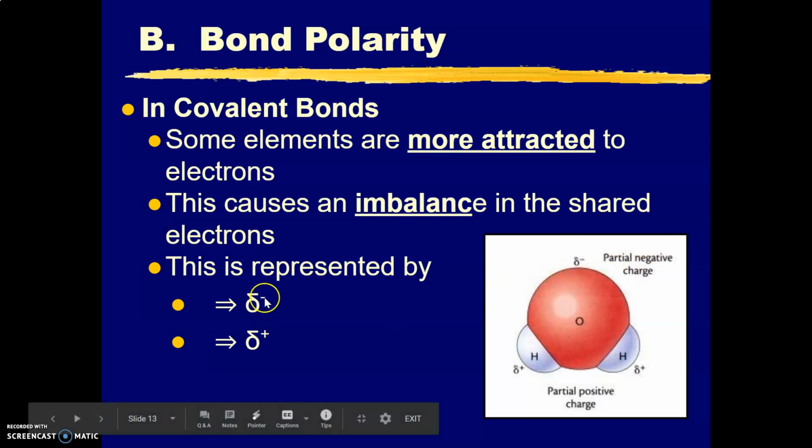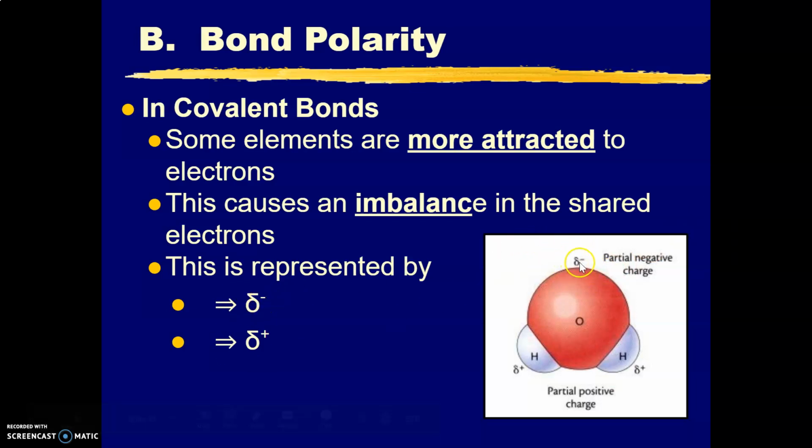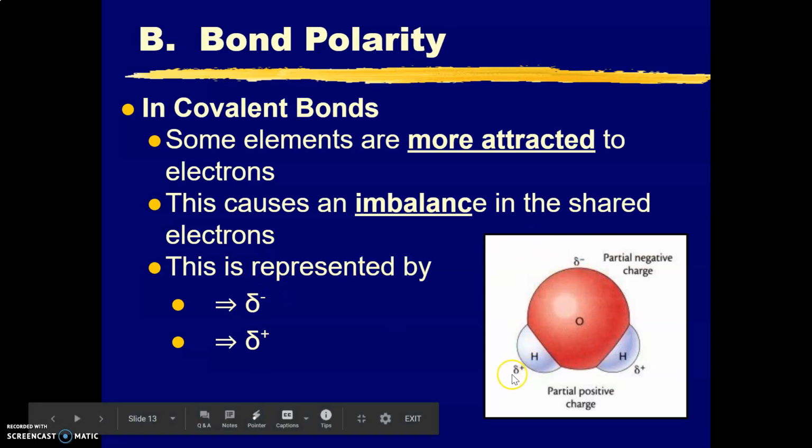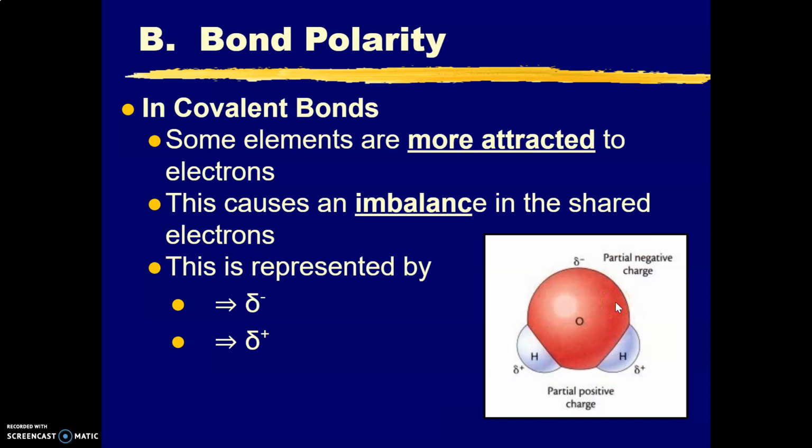This little delta symbol here means that it's got a partially negative charge or a partially positive charge. So this is our compound of water. Water is H2O, so it's got two hydrogens and one oxygen. Oxygen is much bigger and likes electrons a lot more than hydrogen does.